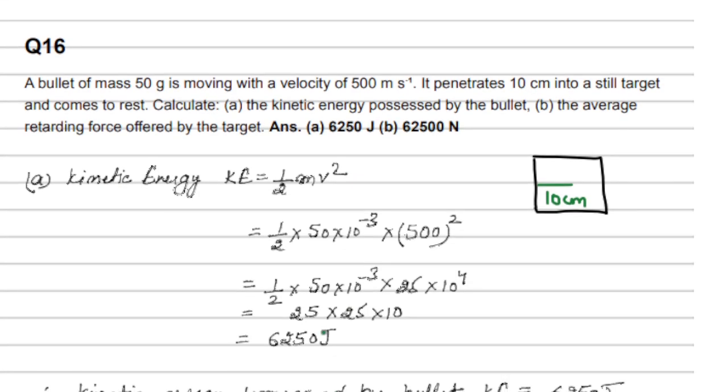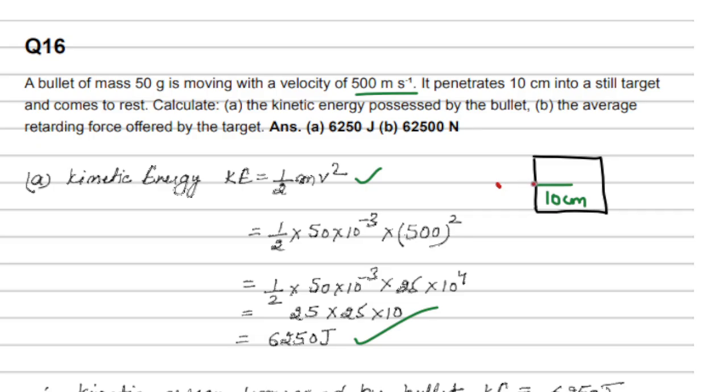Let's do the next question. A bullet of mass 50 gram is moving with a velocity of 500 meter per second. It penetrates 10 centimeter into a steel target and comes to rest. Calculate the kinetic energy possessed by the bullet. First, convert the mass into kg, and then use the formula half mv square. We will end up getting 6250 joules. So this was the energy the bullet was coming with, the kinetic energy it was having. When it enters this fixed target, this square box I have created to show the fixed target.